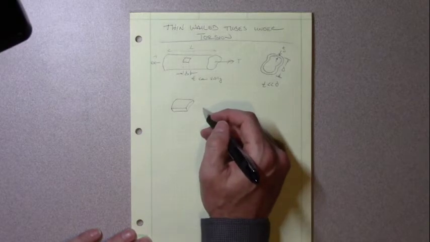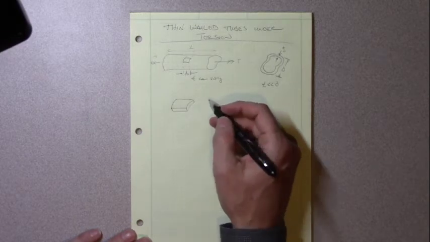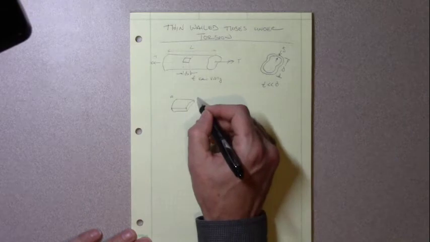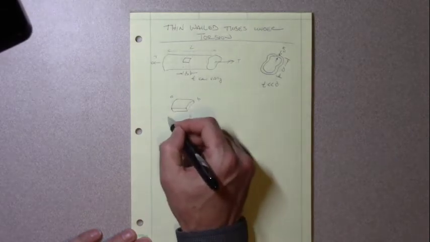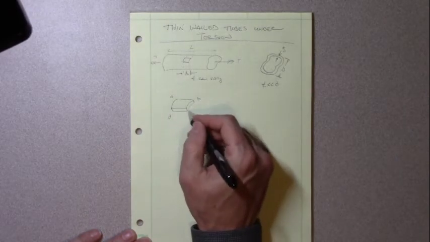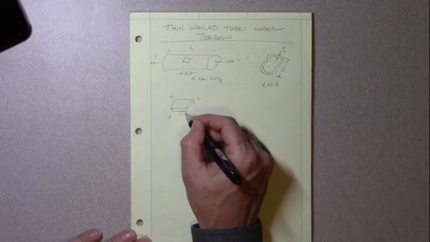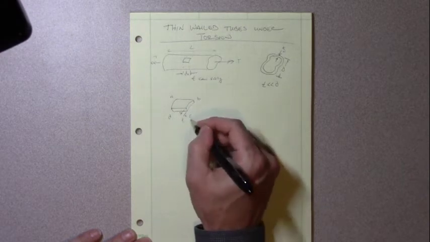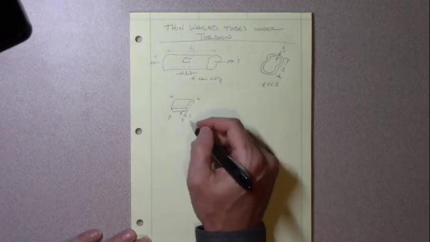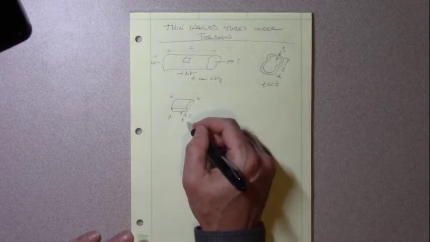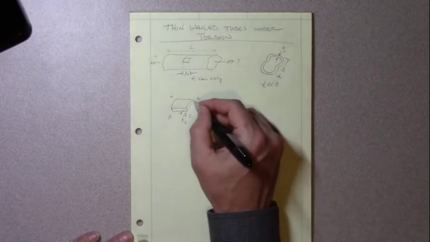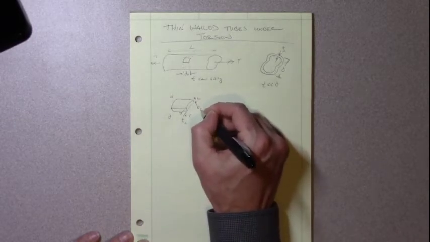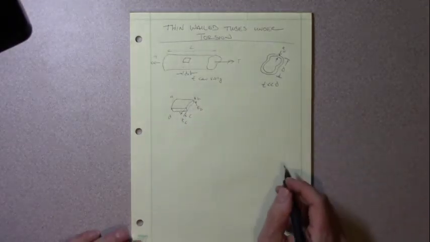If we look at the book, this is labeled as point A, point B, point C, point D. And we have a thickness here, which we're going to call t sub C. And the thickness here is going to be considered t sub B.